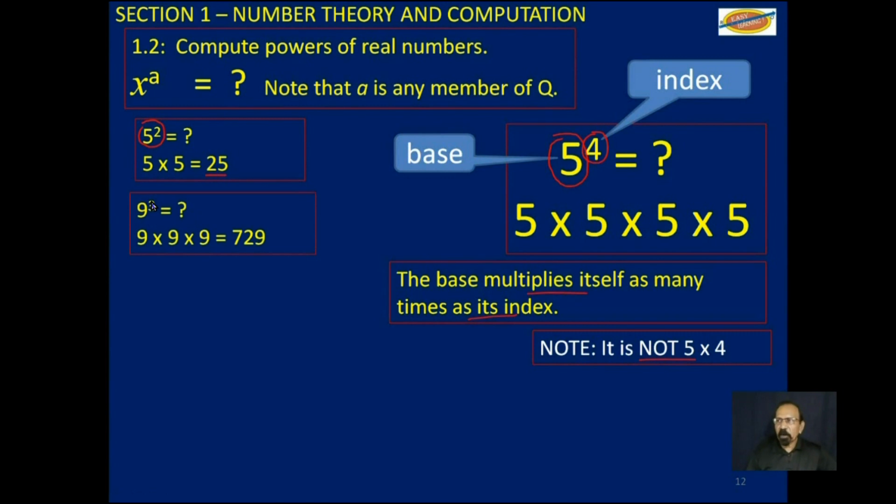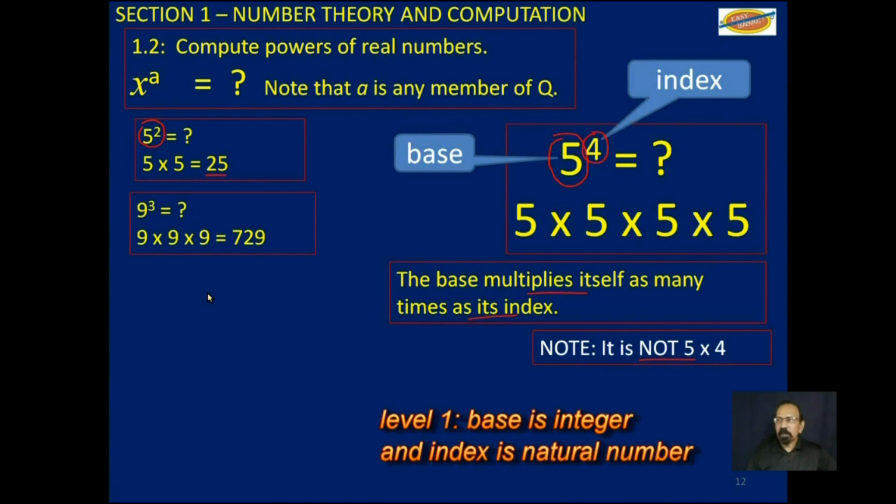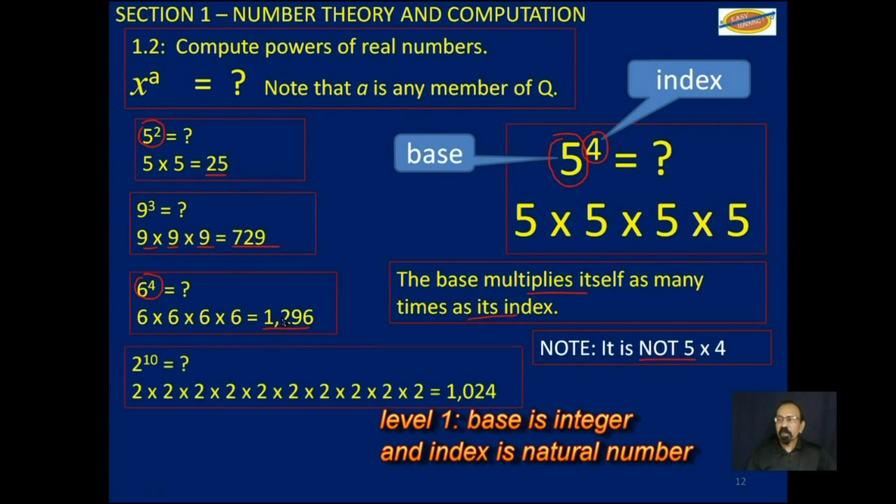9 to the 3rd power. That is 9 multiplied by itself 3 times, not 9 multiplied by 3. So 9 multiplied by 9 multiplied by 9, which would give us 729. 6 to the 4th power, that is 6 multiplied by itself 4 times, which will give us this.